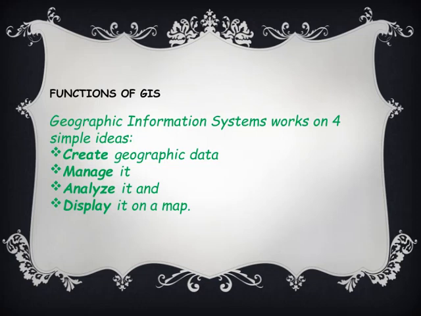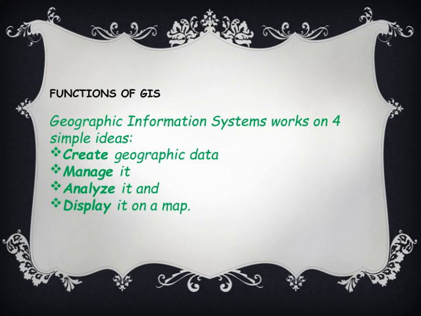Now, let's take a closer look at the core functions of Geographic Information Systems, or GIS. Essentially, GIS operates on four simple but powerful ideas. First, it allows us to create geographic data. This means capturing and generating spatial information about the world around us. Next, it helps us manage this data efficiently, organizing it so we can access and update it as needed. The third function is analysis, using this data to uncover patterns, relationships, and insights that might not be immediately obvious.